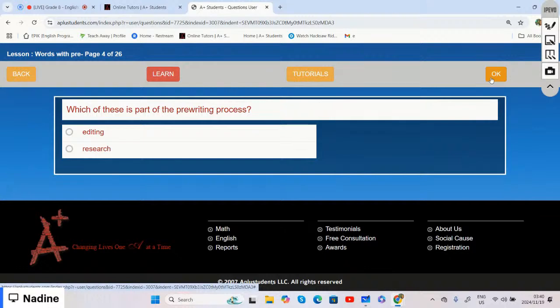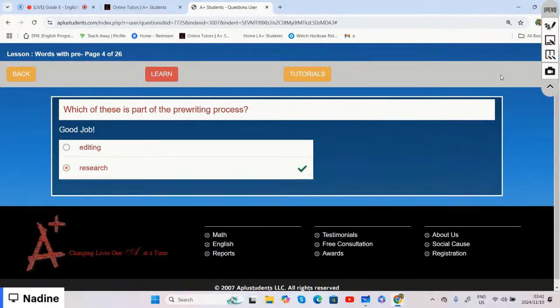And the word that is part of the pre-writing process is to research. Remember, we research, we jot down our ideas, then you start writing. Once you have written and you're not fully satisfied, but you are a bit satisfied with what you have written, now you do your editing and you continue writing. So we need to research before we write, and then we edit.